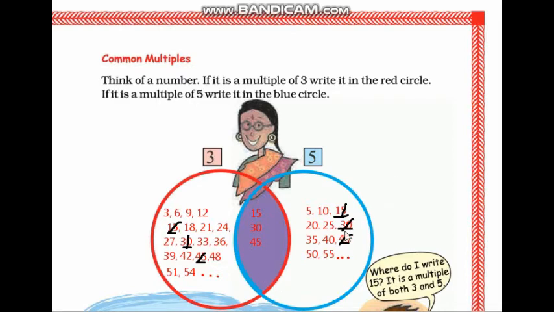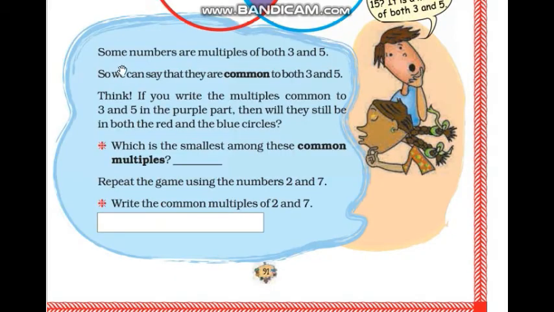Now below this diagram some questions are given. Let us answer the questions. Here some numbers are multiples of both 3 and 5. In the above diagram we have found out 3 common multiples, 15, 30 and 45. So we can say that they are common to both 3 and 5. Think, if you write the multiples common to 3 and 5 in the purple part, then will they still be in both the red and the blue circle?